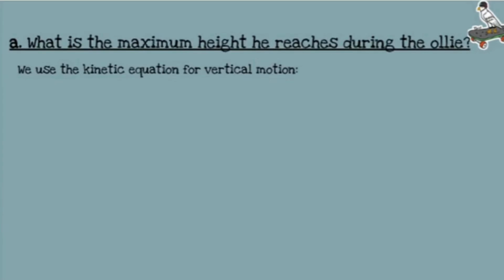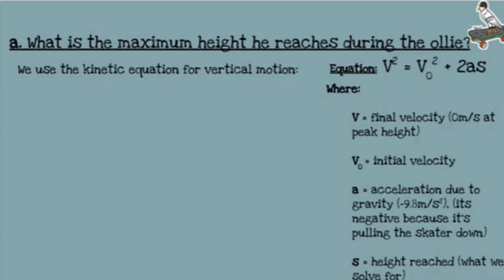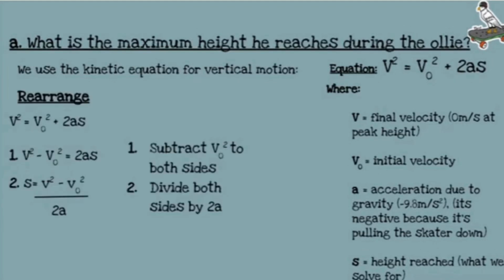To solve for A, we use the kinematic equation for vertical motion. This is the equation here, where V is the final velocity, which is 0 at peak height, V subscript 0 is initial velocity, and a is acceleration due to gravity, and it's negative because the skater is being pulled back down, and s is height reached, which is what we are solving for. The first thing we need to do is rearrange. To do that, we subtract V subscript 0 squared from both sides, and then divide both sides by 2a.